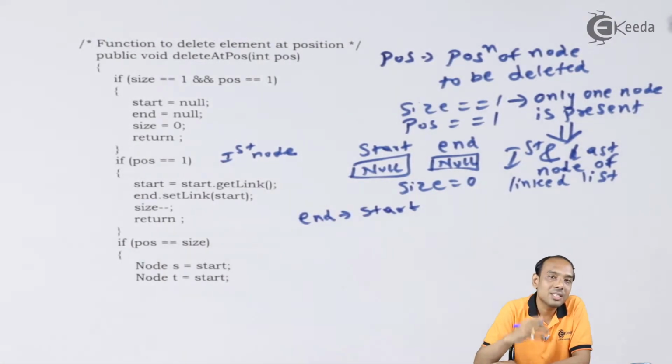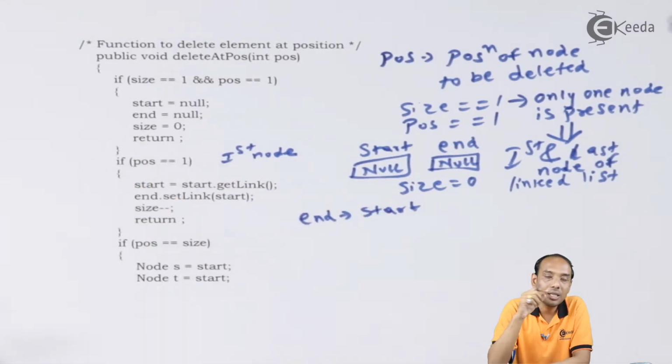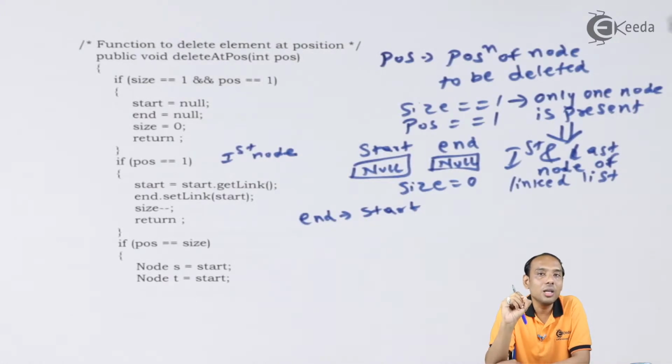Now, since I've deleted the element, I need to decrement the value of size. So I write this statement, size minus minus, since I've deleted the node from the linked list. As you may be remembering, if I am adding a node in the linked list, I increment the value of size by writing size plus plus. In similar pattern, if I delete a node from the linked list, I write size minus minus. This is the case where I delete the node at position number 1, that is the first node.